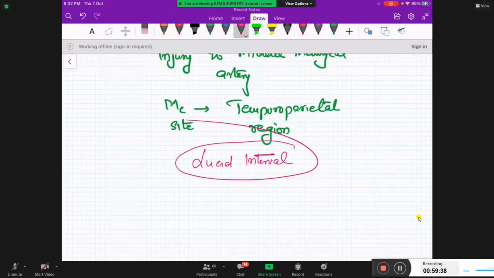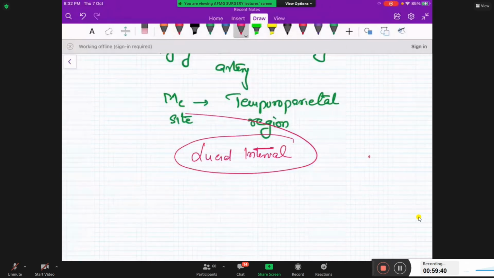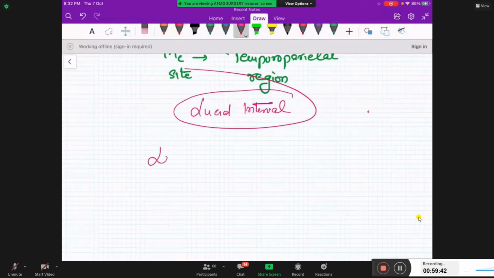And one more important thing, in EDH you can also get a lateralizing sign. Now, if you can recall, I told you that we are supposed to see three things in D in the primary survey: GCS, pupillary reaction, and lateralizing sign. So what is this lateralizing sign, and once it is there, what are we supposed to do?